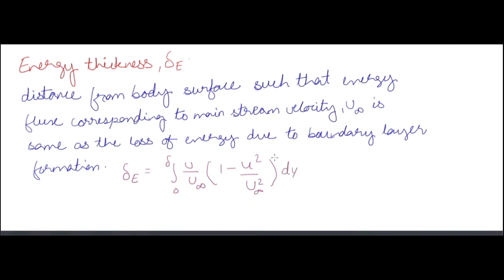into dy. Now generally, we have momentum thickness as the least, displacement thickness more than momentum thickness, energy thickness more than displacement thickness, and boundary layer thickness as the highest value. So momentum thickness is the lowest and boundary layer thickness is the most. Second is the displacement thickness, and second last is the energy thickness.